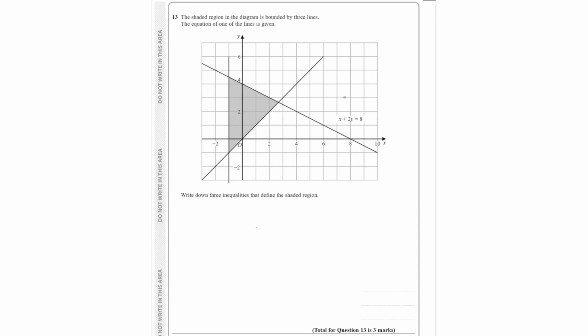The shaded region in the diagram is bounded by three lines. Let's call this R. The equation of one of the lines is given. Write down the three inequalities that define the shaded region. So this line is already given. We still have to find this line and this line.